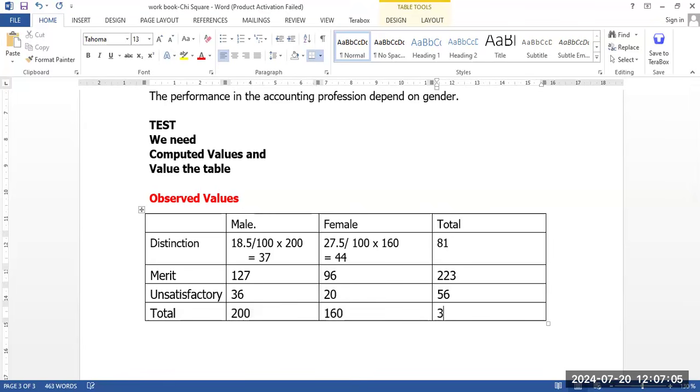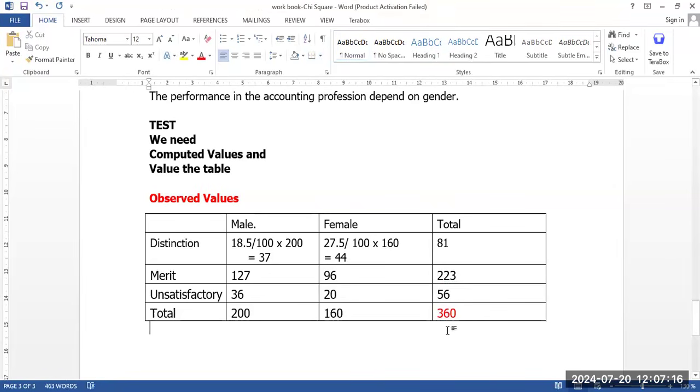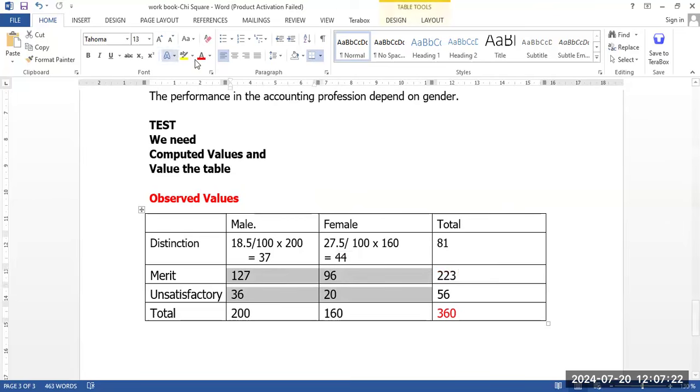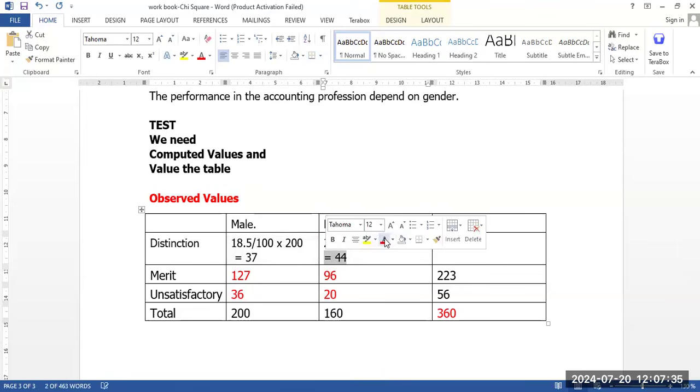This is 300. If you get this plus this, you must also get 360. And this is your overall total. This is your observed data. This one in red is your observed data.